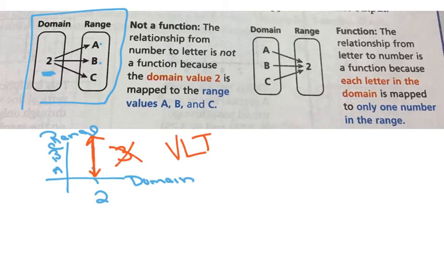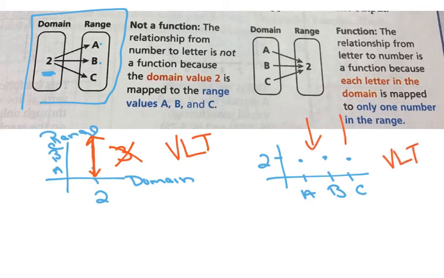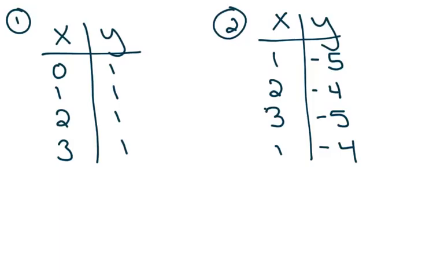Now, versus if we drew for our example number 2, this time you have a domain of A, B, and C, and this time you have a range of 2. So if I were to draw those dots, they would look like that. Again, if we did the vertical line test on this, no matter where I were to draw a line vertically down, just one of them, it would only hit it 1 time, so it would pass the vertical line test.